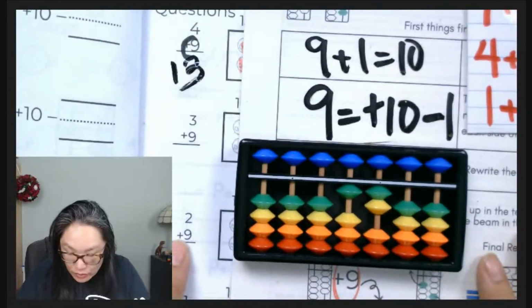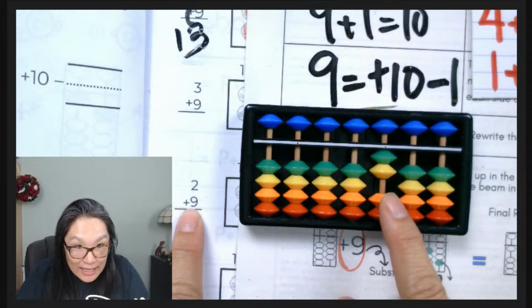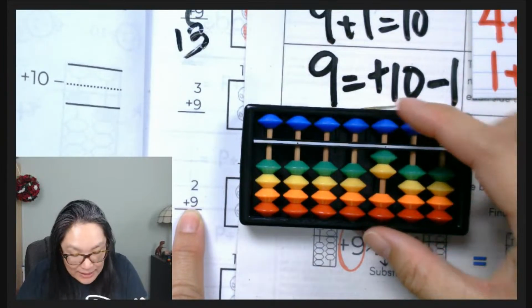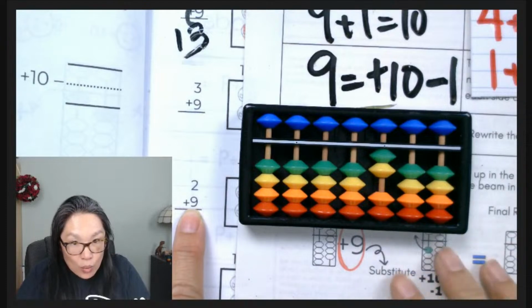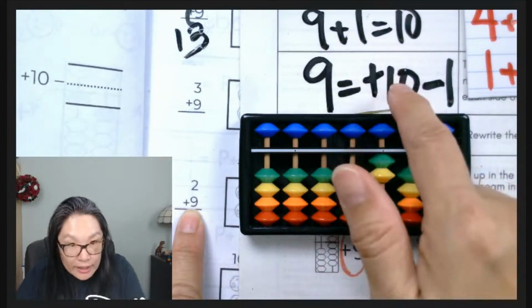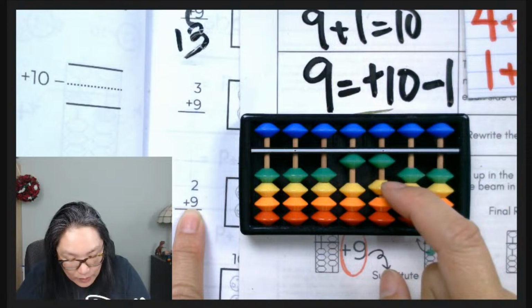When we do 2, we add the 2 and then we add the 9. I don't have enough beads to add the 9. I only have 7, 5, 6, 7. I don't have enough beads to add the 9. What do I do? Well, I use my formula. Plus the 9 is plus the 10, and I take away the 1. And my final answer is 11.